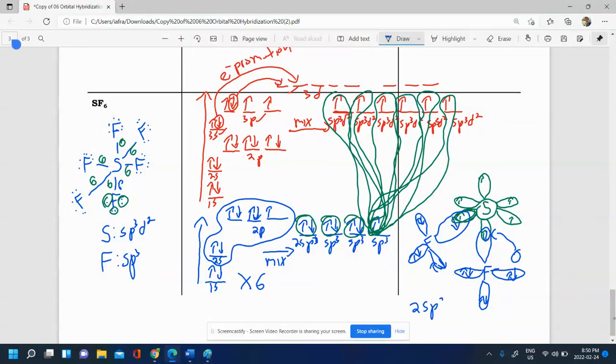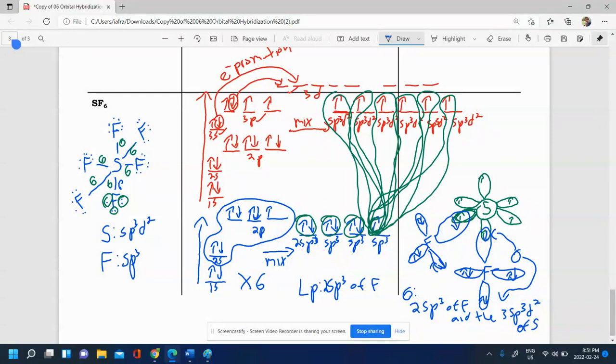And the sigma bond here forms between the 2sp3 of F and the 3sp3d2 of S. That's how the sigma bond is forming. And then the lone pairs, so this is a sigma bond formation. The lone pairs are 2sp3 of F, of the F atoms.